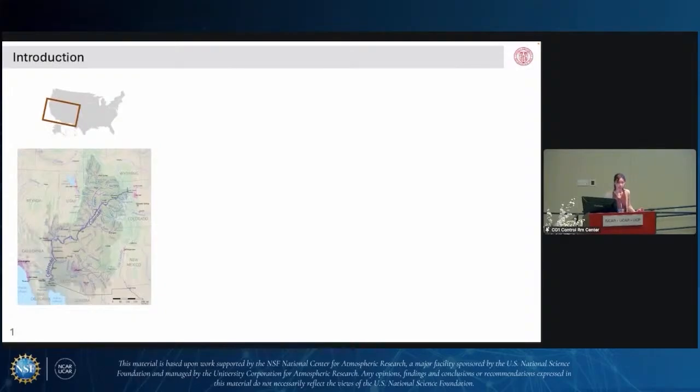In our study, the definition of the southwestern United States is the box over there from California to Colorado and New Mexico. This is where the Colorado River, the main stream, flows through, providing fresh water for the residents over this region.